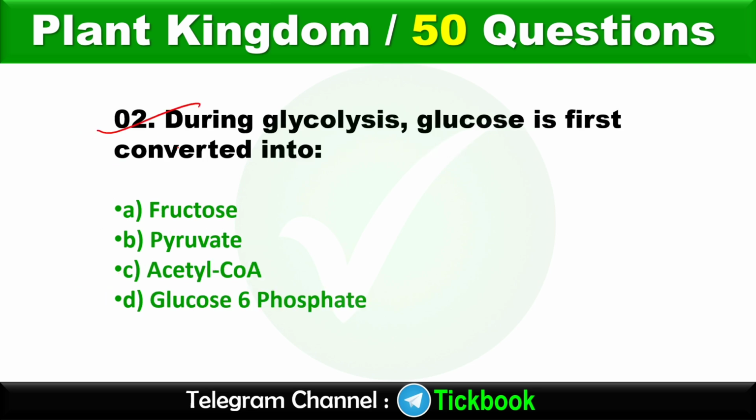Question number 2. During glycolysis, glucose is first converted into. Option number D is the right answer, glucose 6-phosphate.